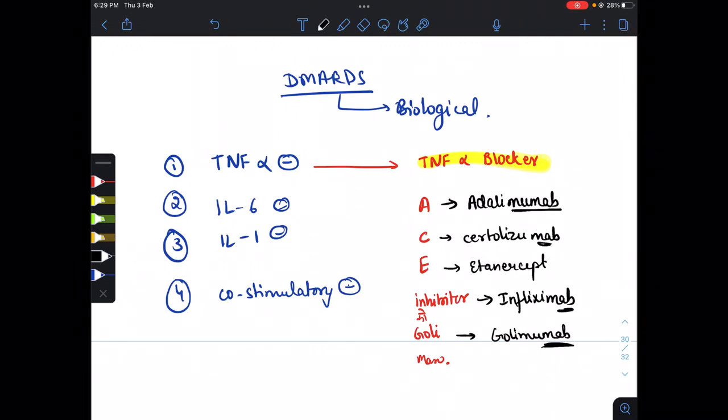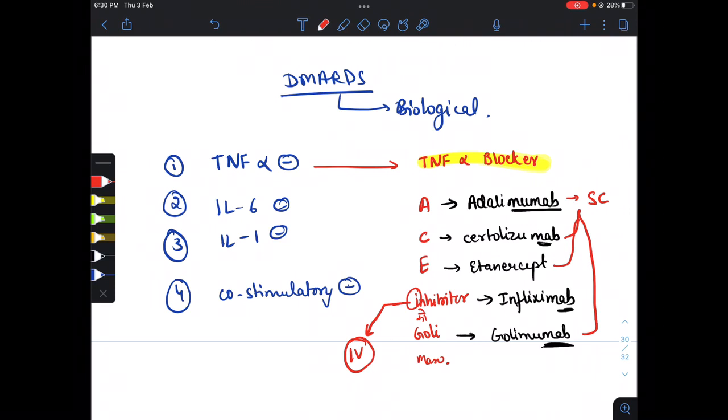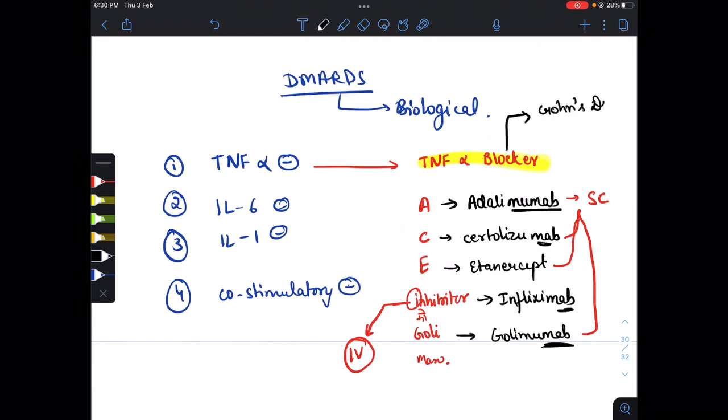And in this, all are given as subcutaneous forms except infliximab. Here, just remember, I stands for intravenous. So infliximab is given by the IV route. And TNF alpha blockers are also used in Crohn's disease and in psoriasis. So in these conditions also we can use the TNF alpha inhibitors, that is Crohn's disease and psoriasis.